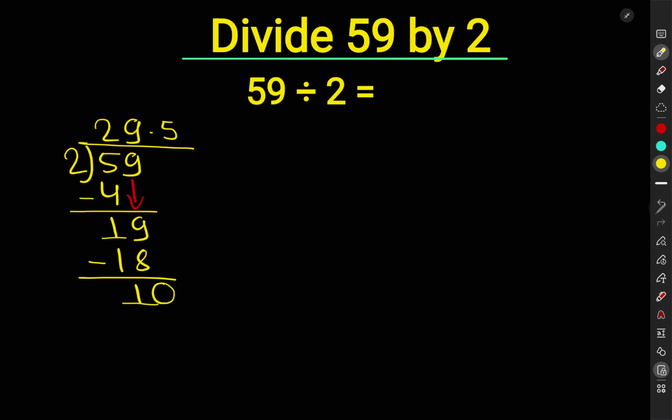So 2 times 5 means 10. On subtracting it becomes 0. So 59 divided by 2, we get 29 decimal 5.